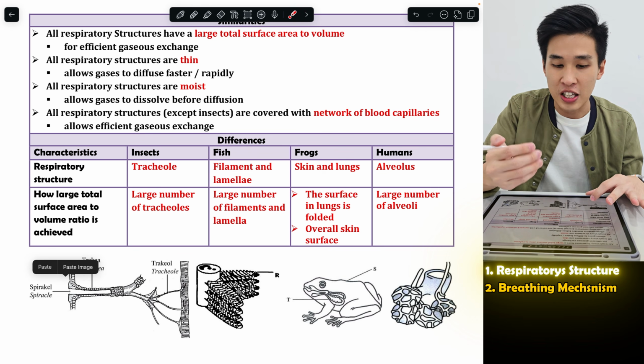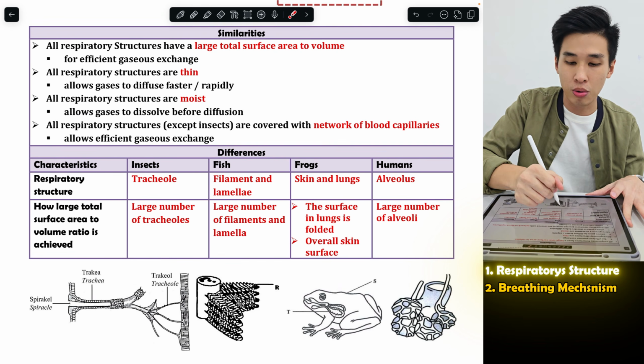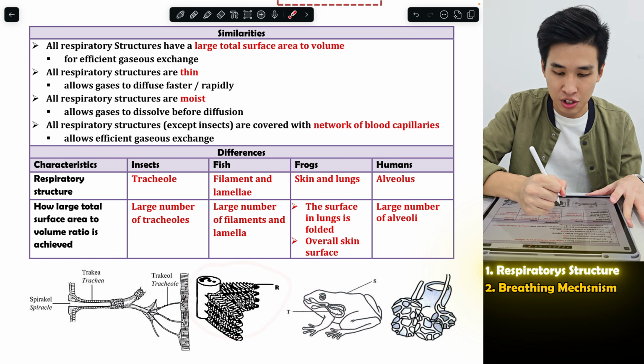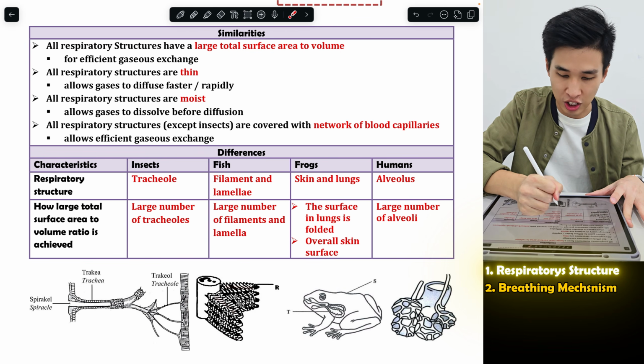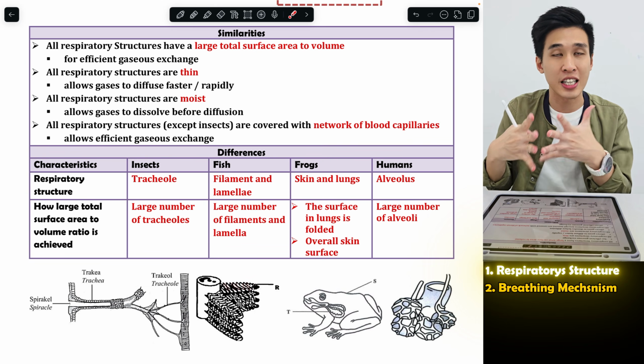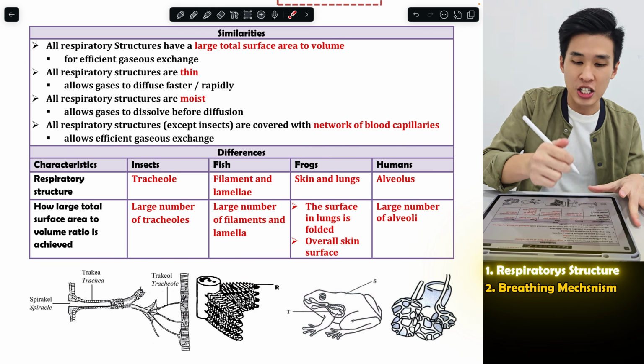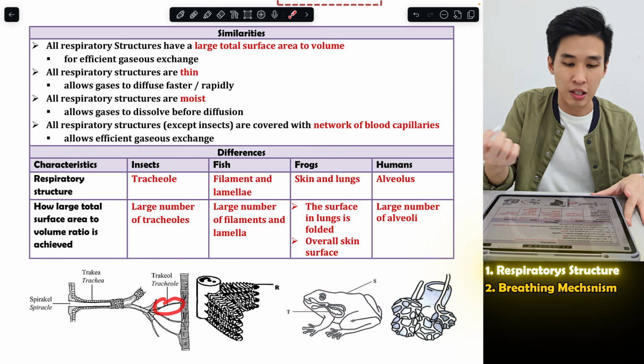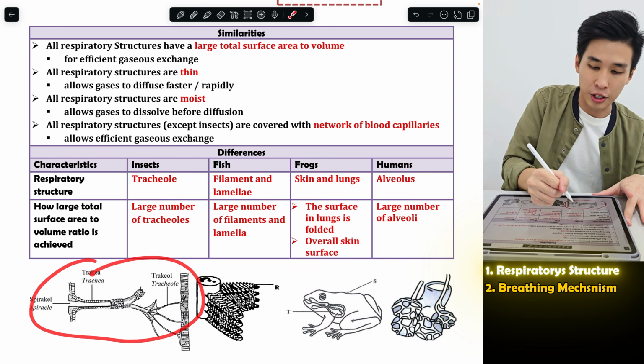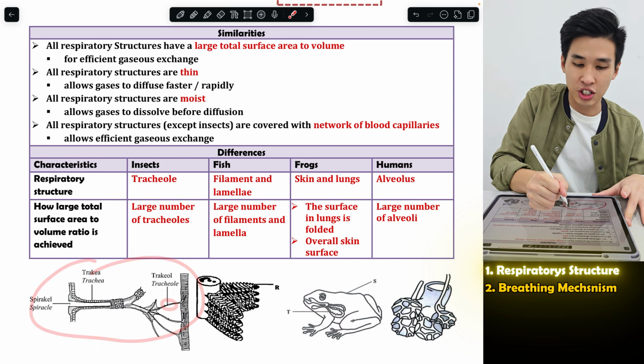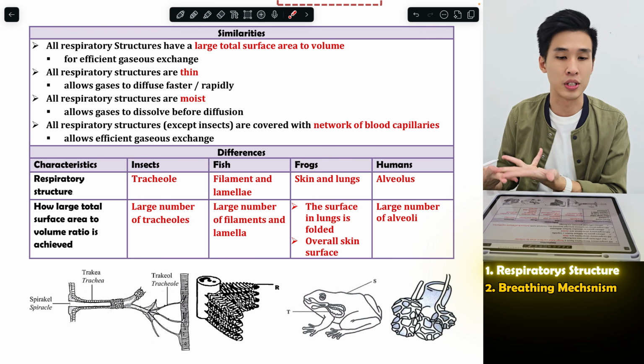For fish, we call it the filament and the lamella, not the gill. This whole thing is the gill. Filament is each of these, and lamella is the structure inside the filament. These carry out the gases exchange. For insects, it's the tracheole, not the tracheal system. The tracheal system is the whole thing. The tracheole is the part that carries out gases exchange directly with the muscle cells, the body cells.